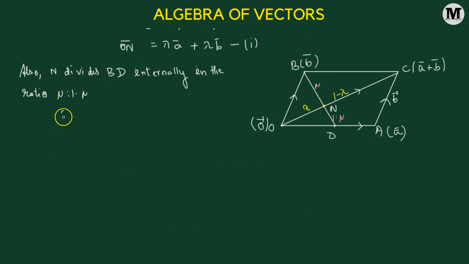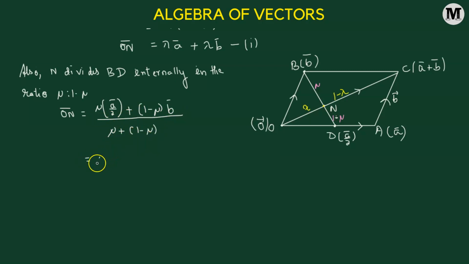That means now we can define the position vector of point N in terms of the position vectors of B and D. Mu will get multiplied with the position vector of point D, and we have already defined the position vector of point D as A vector over 2. So mu times A vector over 2, added to 1 minus mu, which gets multiplied with the position vector of B. So that's B vector, whole divided by mu added to 1 minus mu.